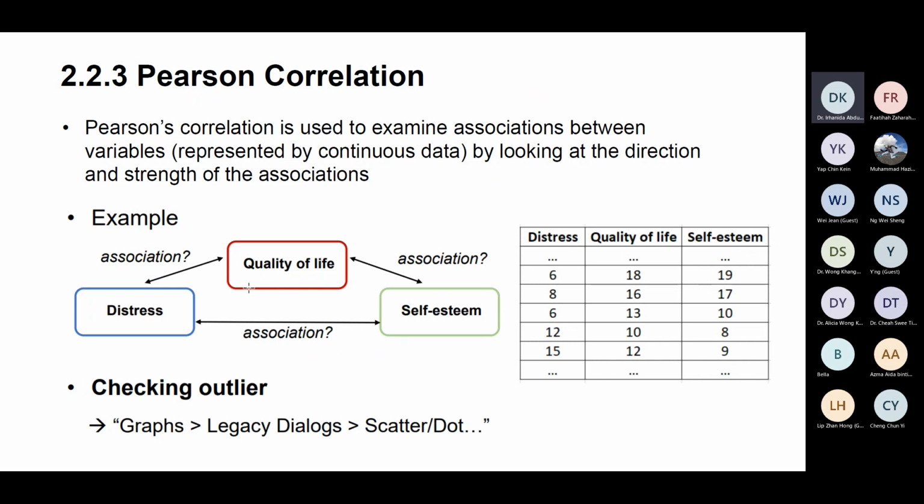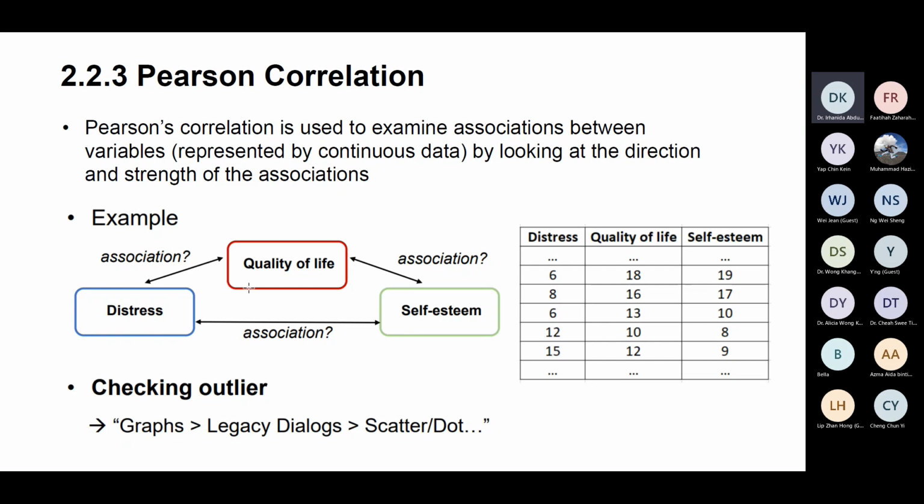Pearson correlation is used to examine association between variables represented by continuous data, by looking at the direction and strength of the association. Sometimes we know there is an association or relationship between these variables, but we don't know how strong it is. We can see it by using Pearson correlation analysis.